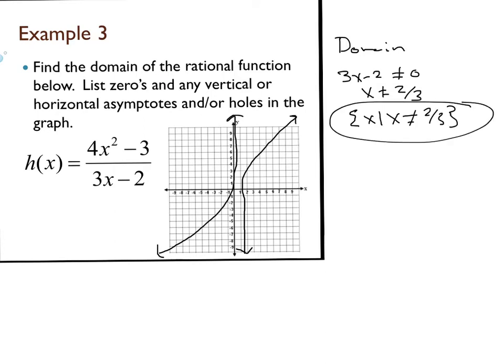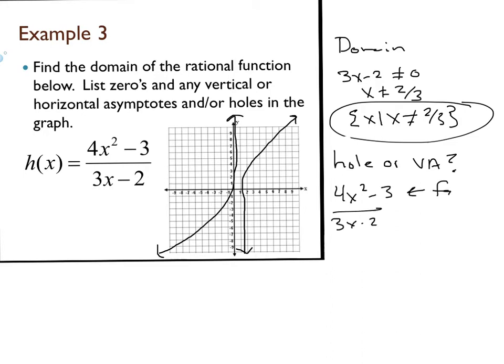Now I'm going to go ahead and look at the numerator and the denominator, and I'm going to find the vertical asymptote first. And actually, before I do that, let me clean this all up real quick. Holes and vertical asymptotes are pretty close together. So we're going to do this. Do we have a hole or a vertical asymptote?